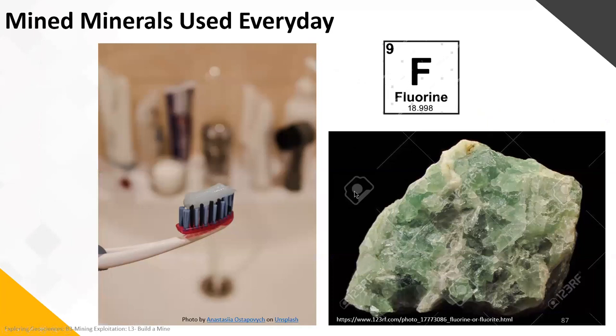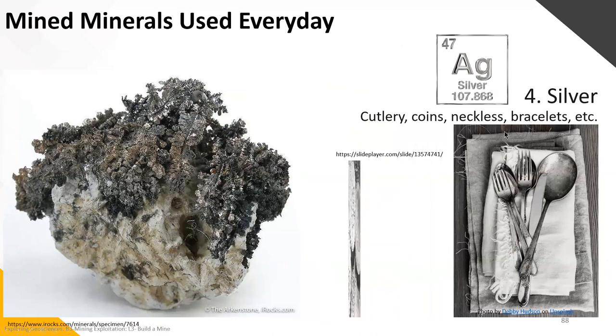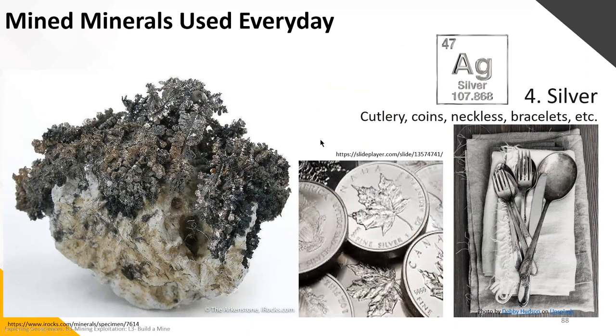Fluoride, what does fluoride do in our life? It brings the fluoride for our toothpaste. Without the fluoride, no toothpaste. Silver. Silver has many uses. I maybe did not show the most important ones, but some that we use every day, from the cutlery, the coins, necklaces, bracelets, and so on, with a superb sample here of native silver.